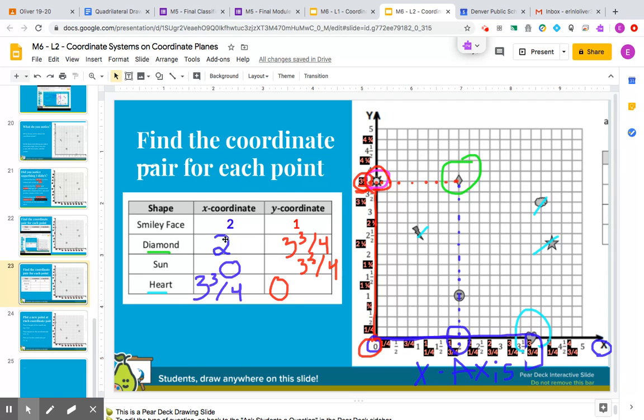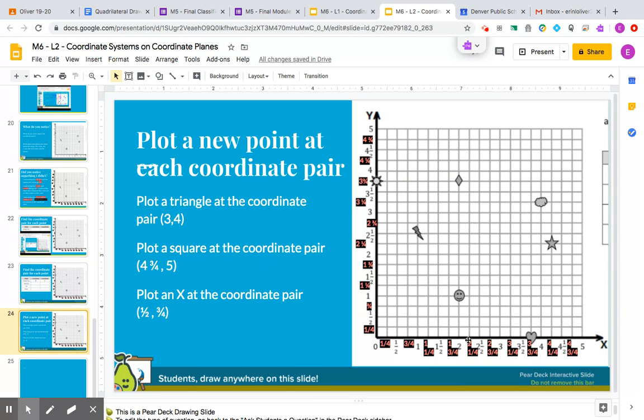Now let's see how we can take our knowledge of x-coordinates, y-coordinates, and finding coordinate pairs and plot them on our coordinate plane. So I'm going to pick a color. I'm going to start with blue because we know that x for me is blue. And it's telling me to plot a triangle at the coordinate pair 3, 4. Always start with the first number. The first number is always the x. So it's always telling me over. So I have to go 3 over from the origin. Find my origin, I move over till I hit 3.